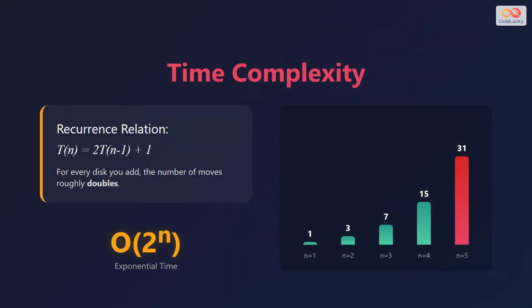You might wonder how efficient this solution is. The recurrence relation is T(n) = 2 × T(n-1) + 1. This results in a time complexity of O(2^n). This is exponential growth, meaning adding just one more disk roughly doubles the number of moves required.